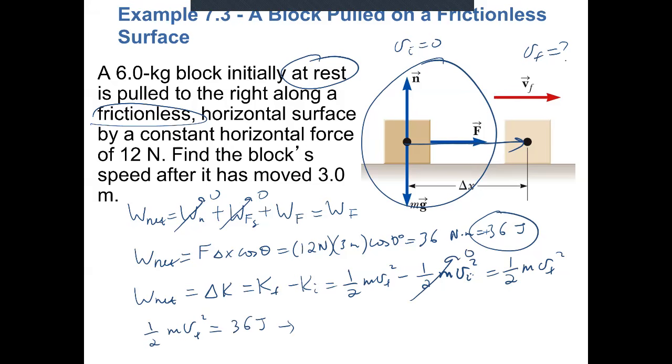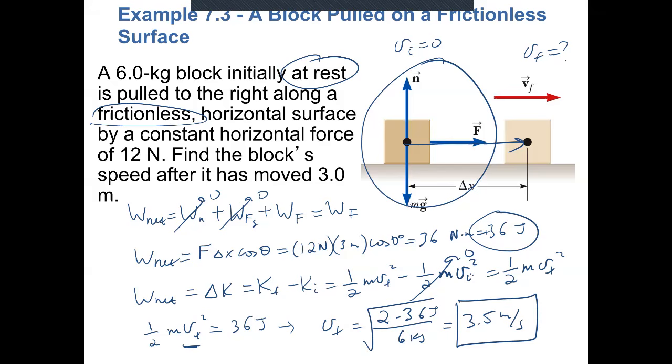Then I can go ahead and calculate the speed, because that's what I want. The final speed is equal to the square root of 2 times 36 joules divided by the mass, which is 6 kilograms. Because the speed was squared, we take the square root. So I plug in everything, I calculate, and I get 3.5 meters per second. That's the speed of the block when it gets to that final position, 3 meters from its starting point. And you can see it is moving faster because it picked up speed. Okay.